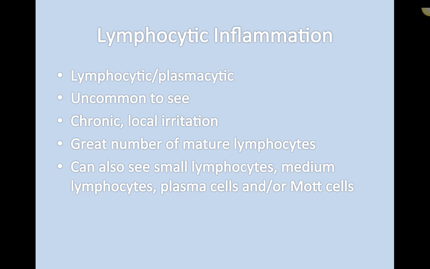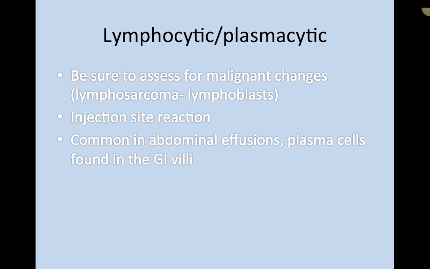Chronic local irritation, you can also see it in peritonitis. It's not terribly uncommon because a lot of the plasma cells and lymphocytes live within the villi of the small intestine. You'll see varying numbers of mature lymphocytes, plasma cells, and you can see Mott cells in a lymphocytic inflammation as well. Again, lymphocytic is like eosinophilic in that it tips the scales at 10 to 20%. So if you're seeing 10 to 20% in comparison to your inflammatory cells, you're very likely looking at a lymphocytic inflammation. Always be sure to assess for malignant changes.